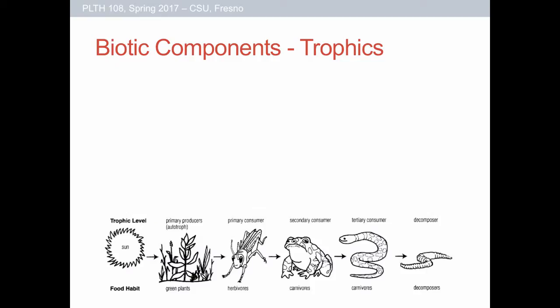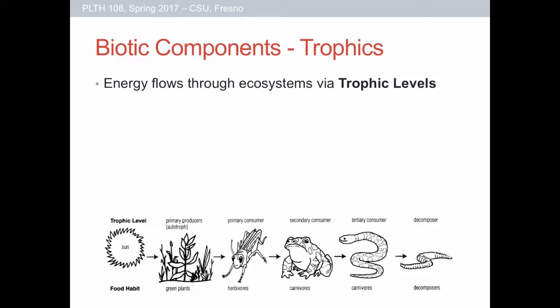So, when we talk about energy flow, one of the key concepts that we talk about in ecology is the idea of trophics and trophic levels. And trophic levels are really just a tool that ecologists use to explain how energy flows through ecosystems. So if energy is what everybody wants, if energy is the whole point of life and it drives life, where does it go and how does it move around?